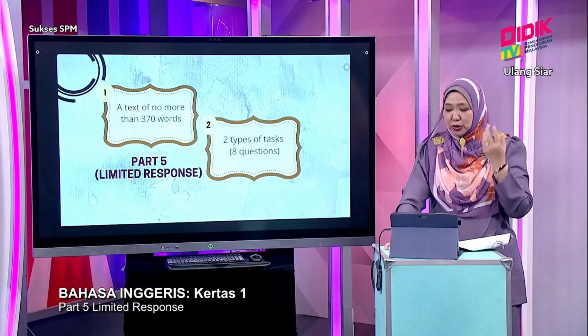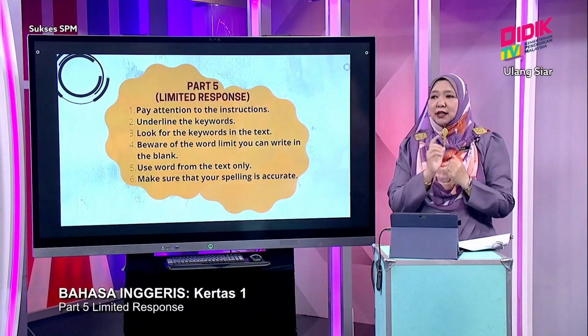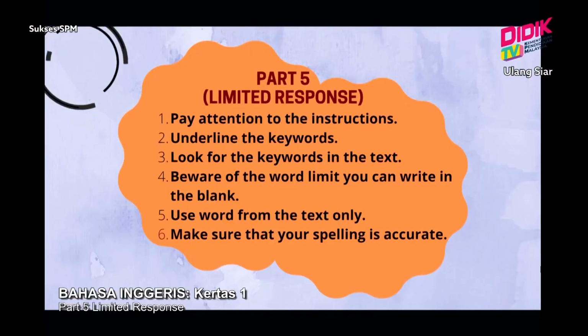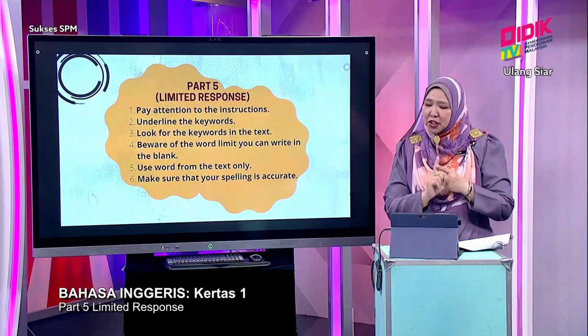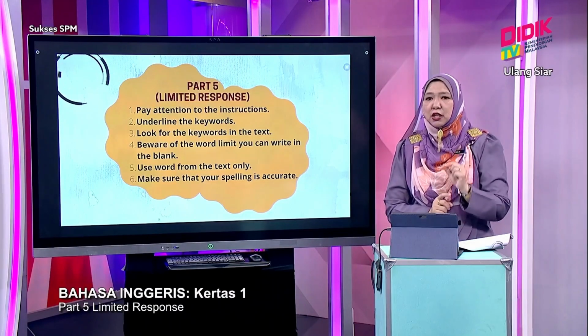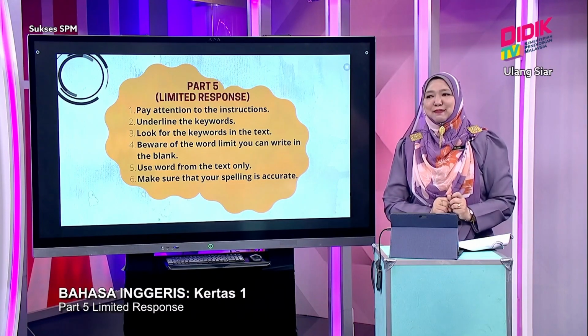So how are we going to go about it? First and foremost, pay attention to the instruction. For example, before this we have Parts 1, 2, 3, and 4. It's very easy. 1, 2, 3 is MCQ, so you just circle the correct option. For gap text, you choose the correct answer or options. For this one, please pay special attention to the instruction, because both tasks have different instructions.